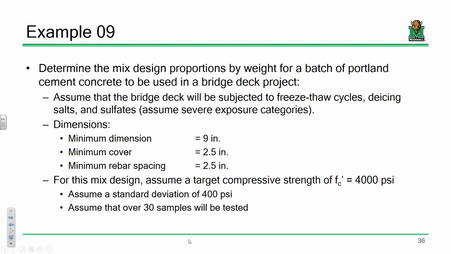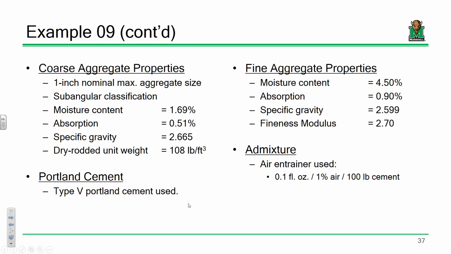We're going to assume a standard deviation of 400 PSI, and we're going to assume that our testing will include tests over 30 samples. On the next slide, we have all of our properties associated with coarse aggregates. Hopefully, by now, you all have a little bit more of an appreciation for how to obtain these values, how to obtain the moisture content, the absorption, specific gravity, and so on and so forth.